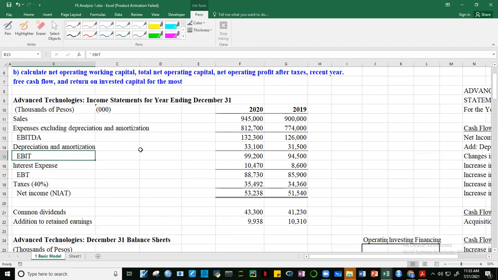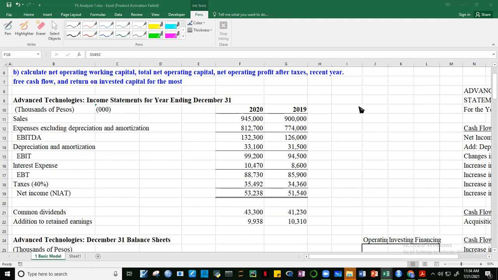Then tax, 40%. Unfortunately, guys, I did not update this, because in the Philippines it's 30% now. But let's just assume that it's 40%. So how did you get 35,492, this one? How was this obtained, class? Anyone? You're correct, thank you, Elijah. Multiply EBT by 0.4. Correct.